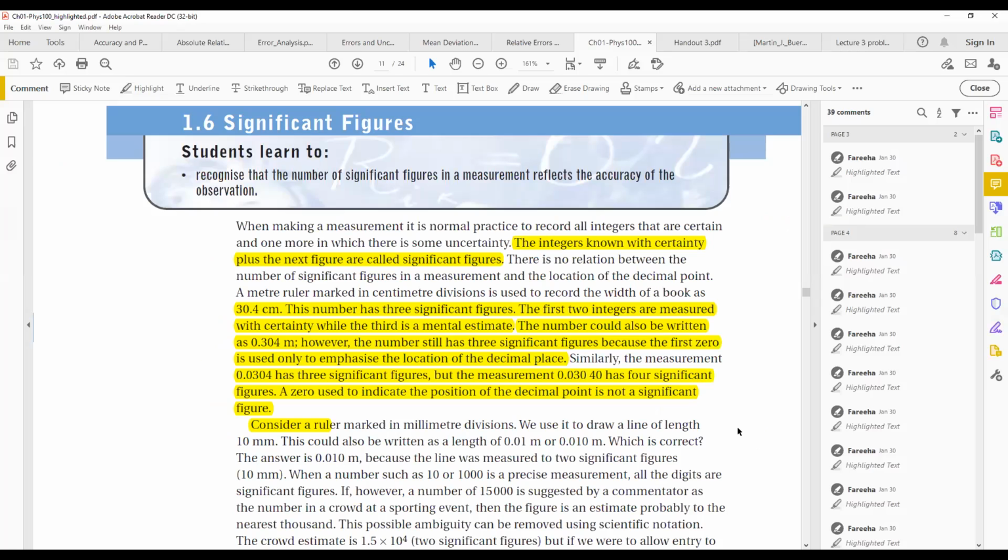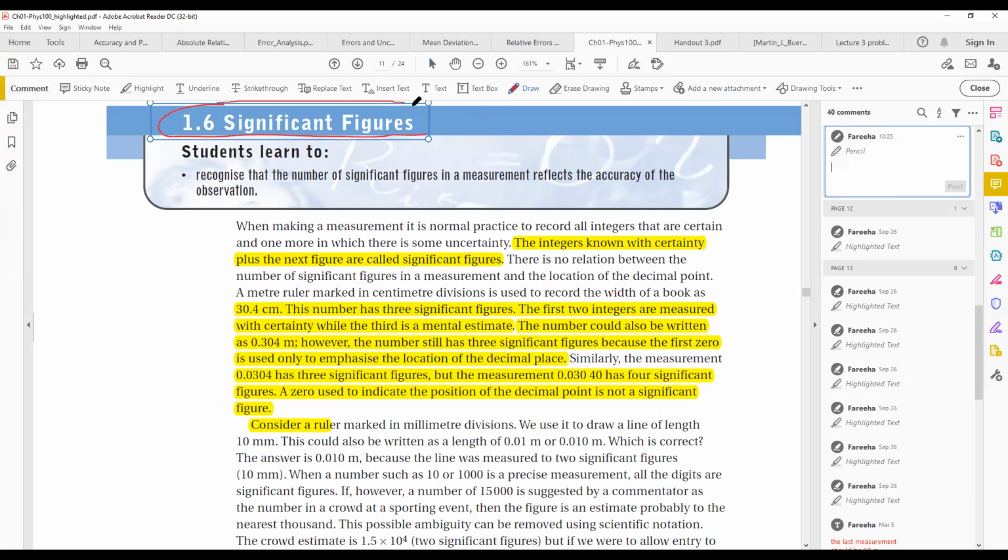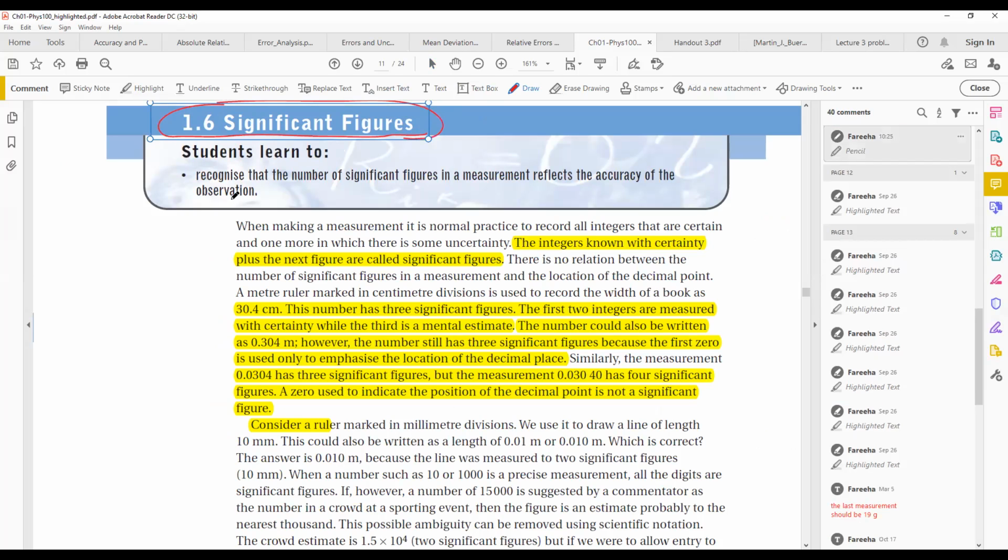So I'm now going to share this chapter with you. This is your chapter, and the topic now that I would like to talk about is significant figures. We talked about exponential notation and scientific notation in the previous classes. We talked about the prefixes, the metric system, the system of units. And another thing that we have to understand when we are working with scientific measurements is the concept of significant figures in a measurement.